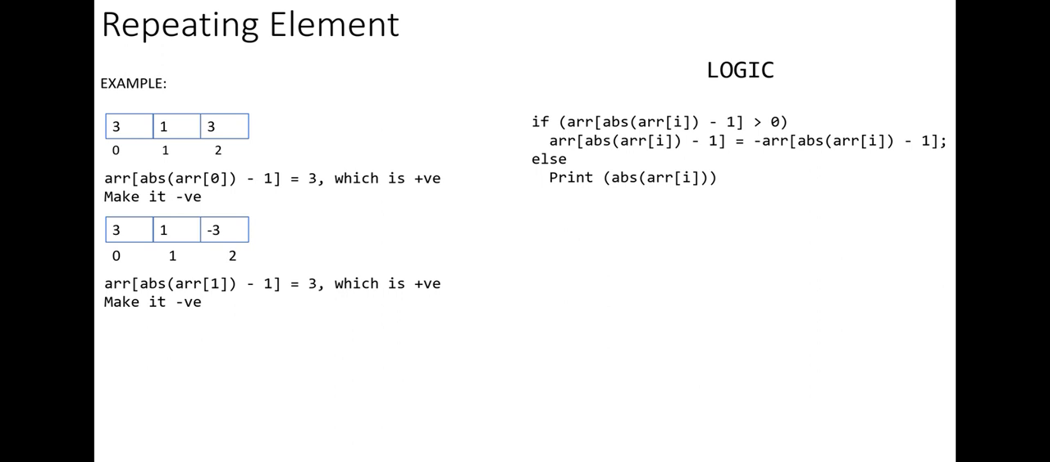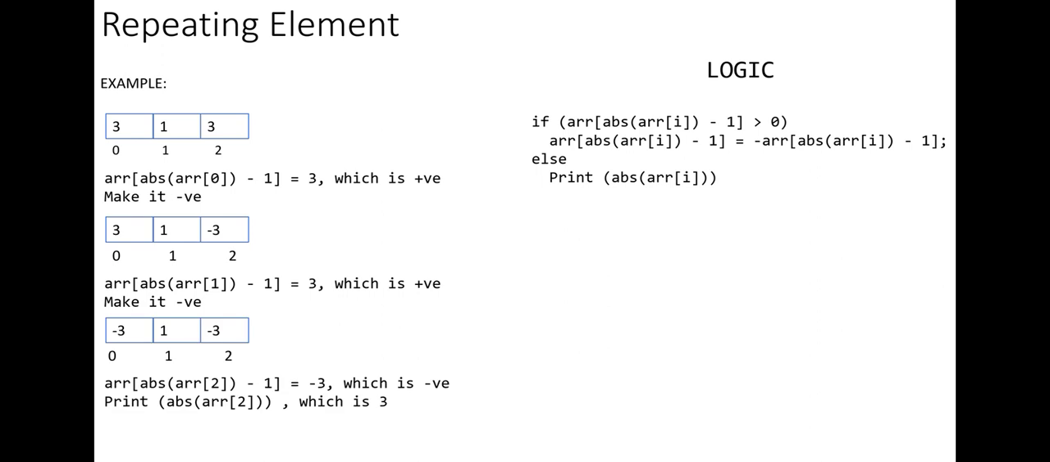Now again we would check array of absolute of array of 1, that is the index at 1. So array of 1, the value is plus 1, the absolute of plus 1 is 1, and 1 minus 1 is equal to 0. So array of 0, that is the element present at the 0th index. In this case it is 3, which is also positive. We would make this negative.